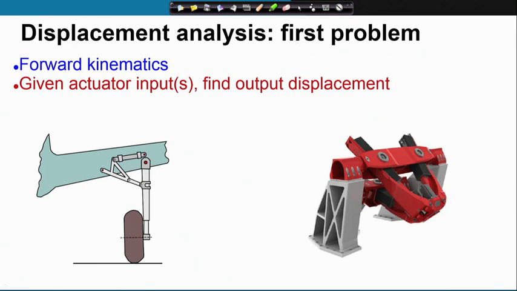So, there are two problems in displacement analysis. The first problem is known as that of forward kinematics. Given the actuator input, find the output displacement. Say for example, I give you the displacements of this actuator and ask you what is the location of the end point. So, given these actuator inputs, what is the location of the end point? This is the forward kinematics problem.